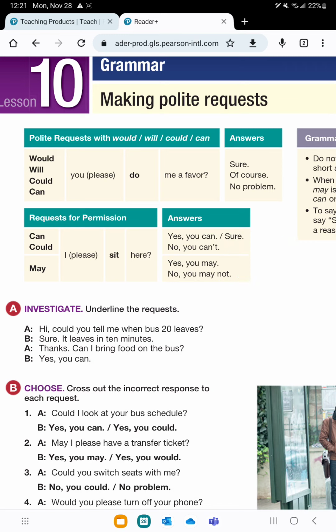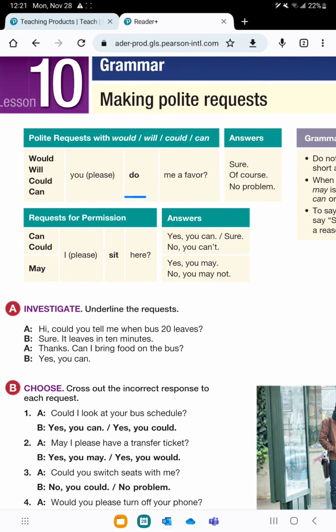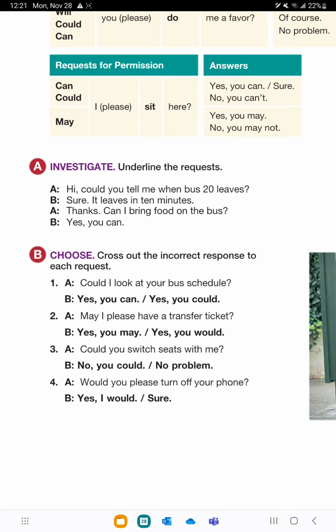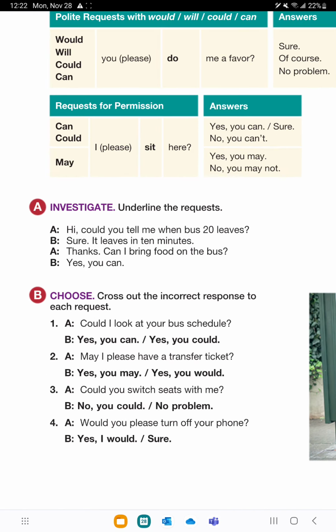Okay, so now that we have a brief little review of polite requests, which are the favors, and polite permissions, which is we want to do something, let's look at our investigation. So here it says, underline the request. So here it doesn't matter which request you pick. It can be a polite request, which is a favor, or it can be polite permission. Doesn't matter. So let's read the statement.